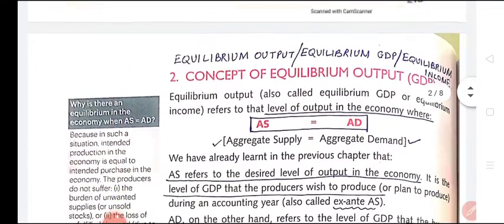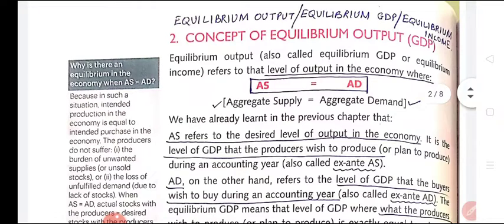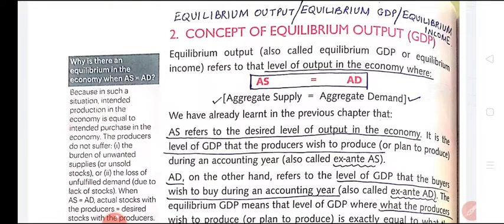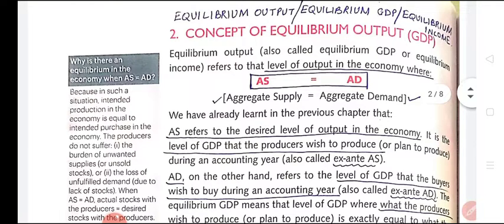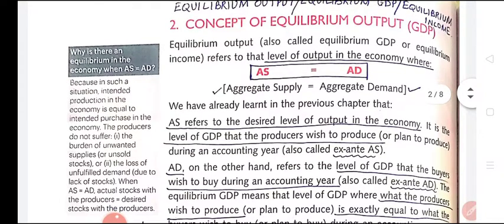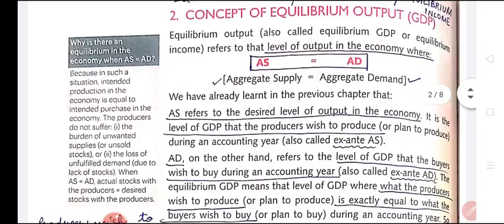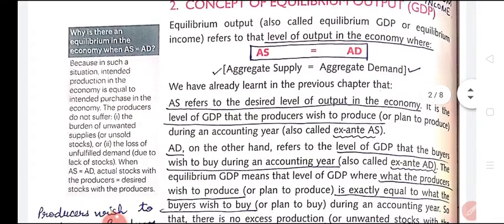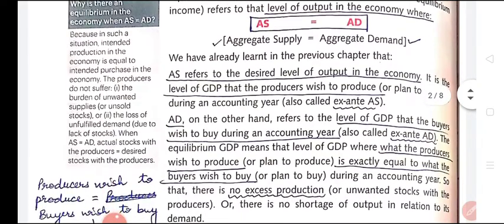Now, what do we mean by equilibrium? Equilibrium means balance, and equilibrium output means total production, that level of production where supply fulfills the demand. This is also called equilibrium GDP or equilibrium income because, as we learnt in the unit on national income, output means GDP and GDP is the total income of the economy. So, that level where aggregate supply equals aggregate demand is referred to as the equilibrium level of output.